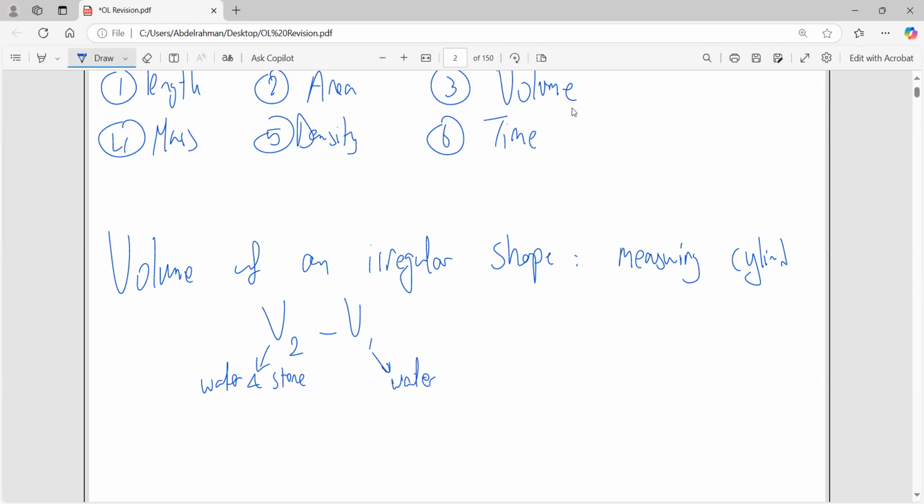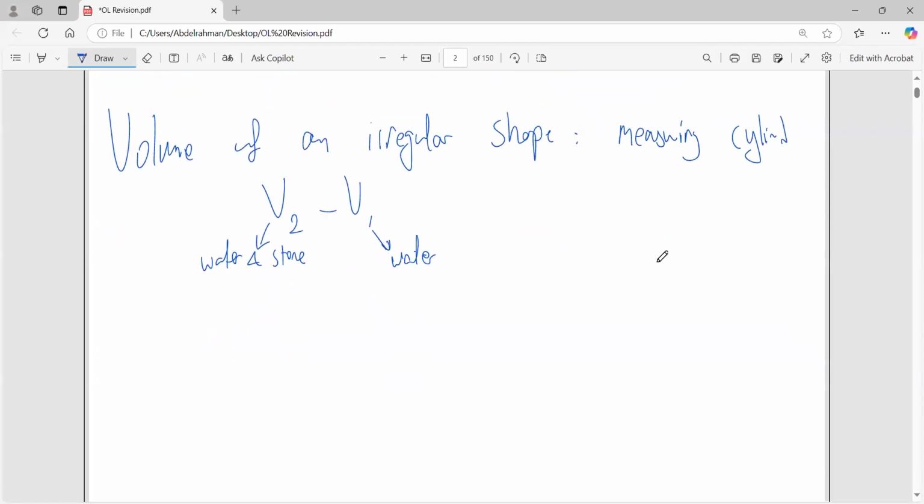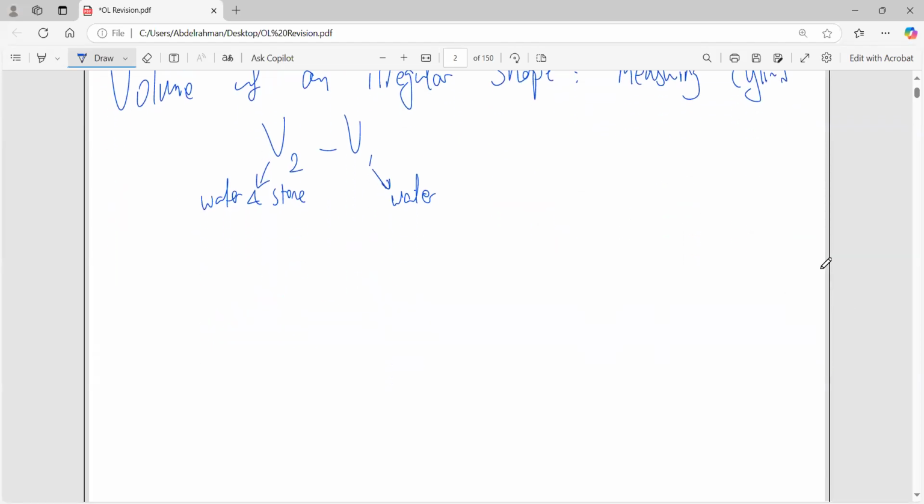But what if we had an irregular shape such as a piece of wood or a polystyrene, a foam for example, something that floats on the water? How can I find the volume of that object? If it's floating on the water, how can I find the volume? I must use a sinking metal.